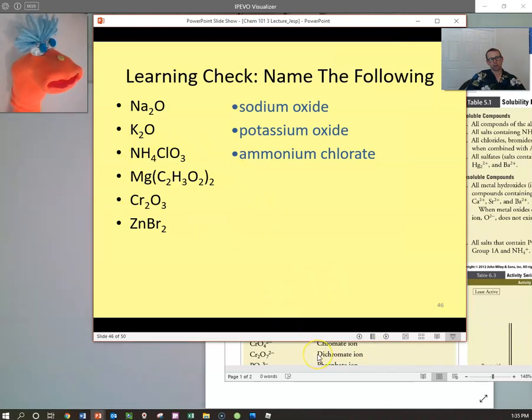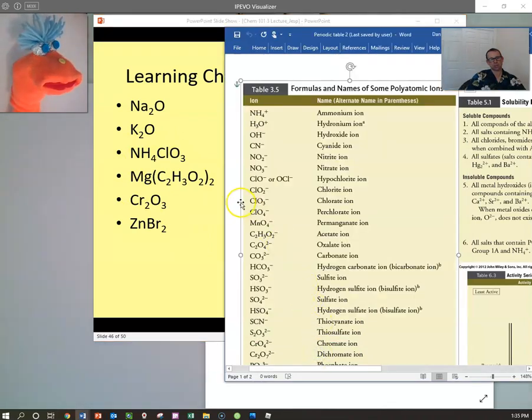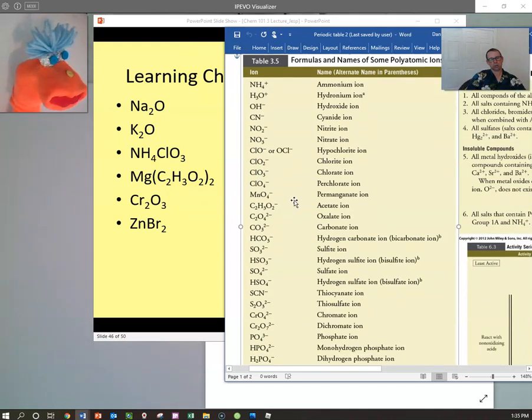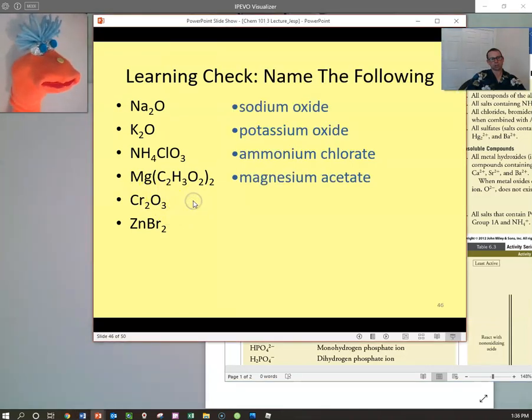How about this last one? Mg is magnesium, right? That's right, very good. Mg is magnesium, but I'll bet you don't know what this is. No, I don't. So we use our polyatomic ion chart. I don't see it on there. C2H3O2. Oh, there it is. So magnesium and acetate. Magnesium acetate? That's right, magnesium acetate. Very good.